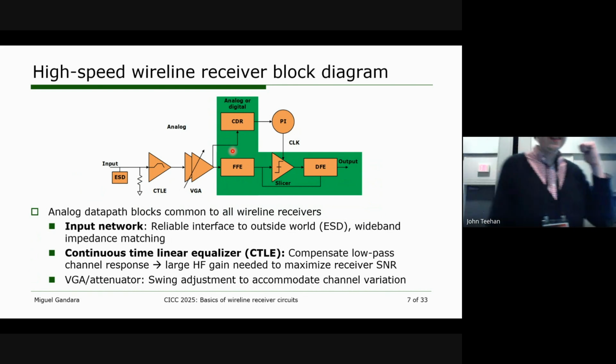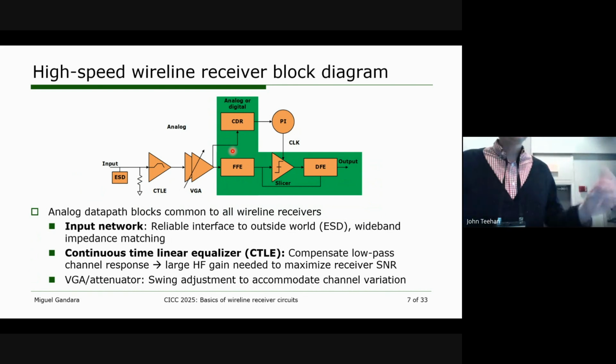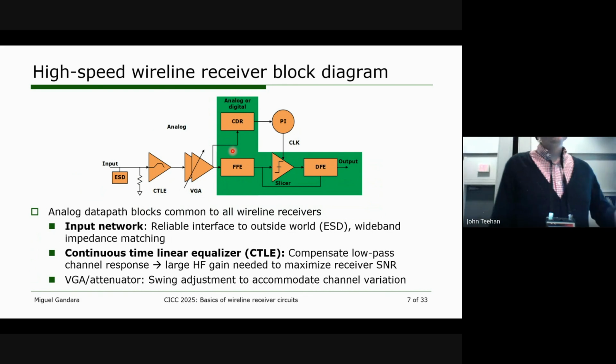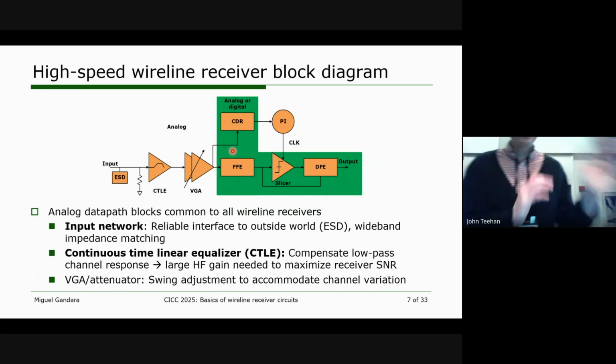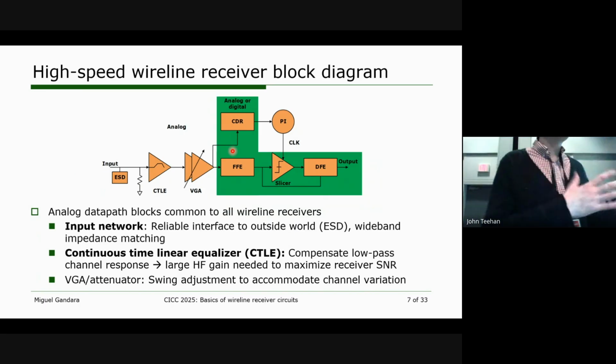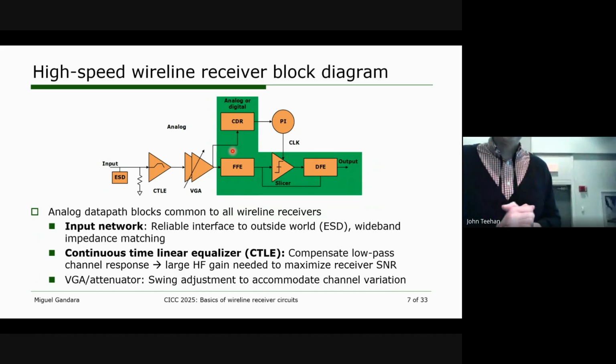So first is the input network. The input network provides a reliable interface to the outside world, which in this case, I'm talking about ESD. I'll discuss ESD a little bit more in detail in a second. And the second really important job it performs is wideband impedance matching.